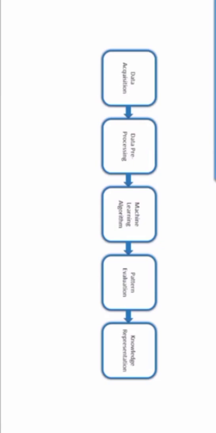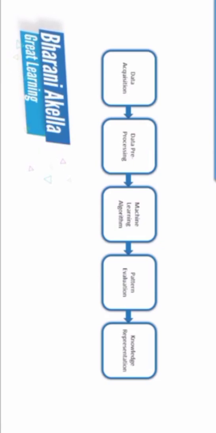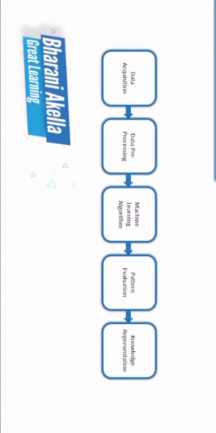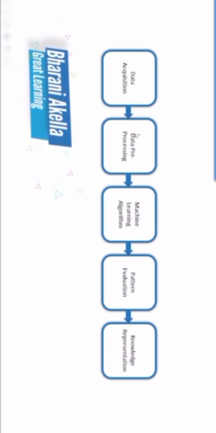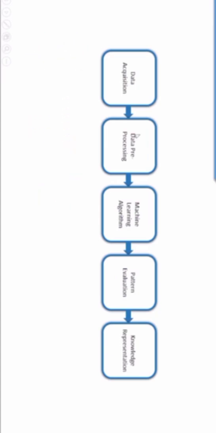We look at the data science life cycle. So the data science life cycle comprises all of these steps. First, we have data acquisition. Then we have data pre-processing. After that, we will apply machine learning algorithms. Then we will evaluate the patterns which we get after application of these machine learning algorithms. And finally, we would have to represent or show the result.